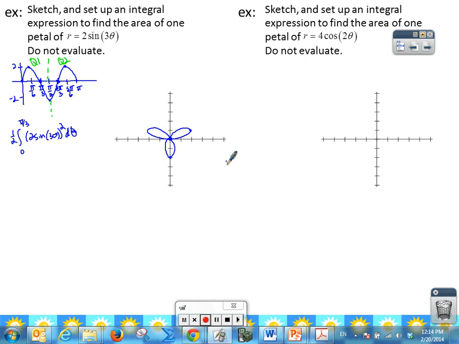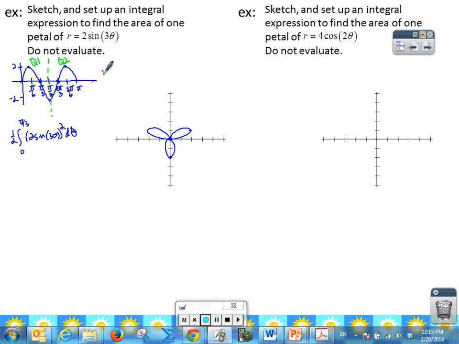Okay, so there's a couple of things I want you to notice. I want you to notice that the start and the stop of each petal we can actually read off of the Cartesian chart. You see that? My first petal started at 0 and ended at pi over 3. My second petal started at pi over 3 and ended at 2 pi over 3. We see the pattern there? I actually can see all three petals on my Cartesian graph.